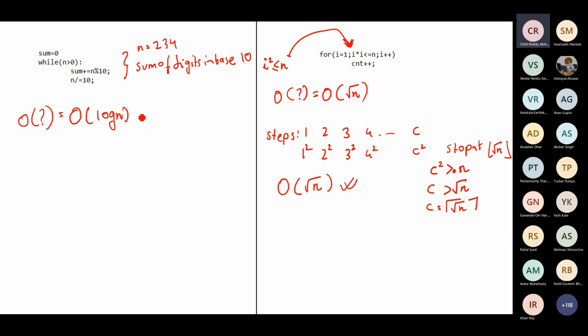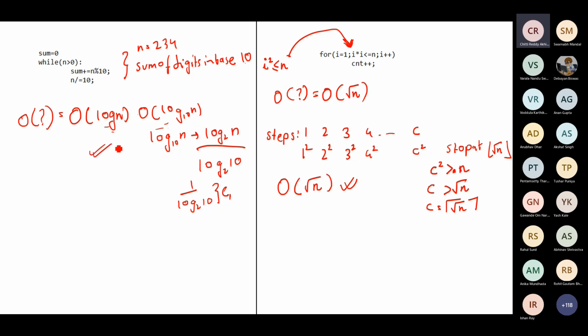n, or if you want, you can write it as O of log base 10 also. You can also write it as log base 2 n over log base 2 10. So this 1 over log base 2 of 10 term is again a constant. So this is some constant C1. So any of these are fine actually. You can write log n or log base 10 and it doesn't matter, because this conversion factor is going to be again a constant. So yeah, is that right?